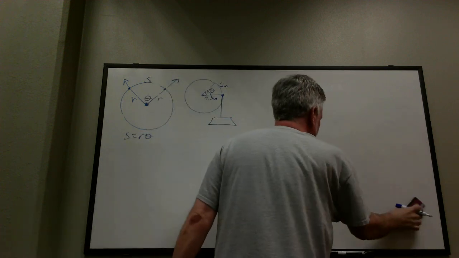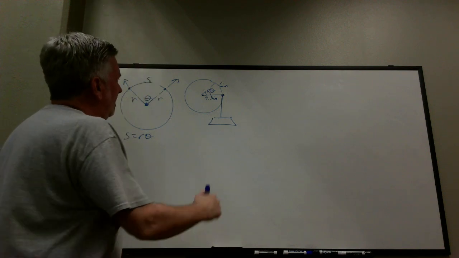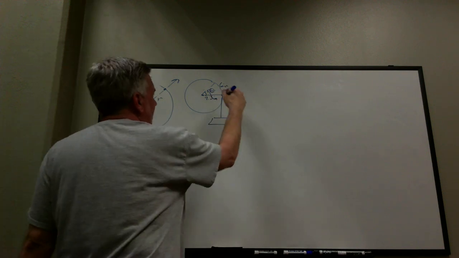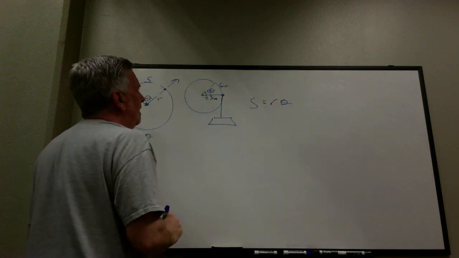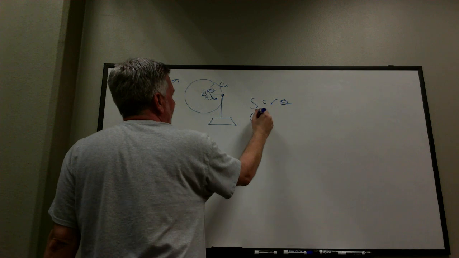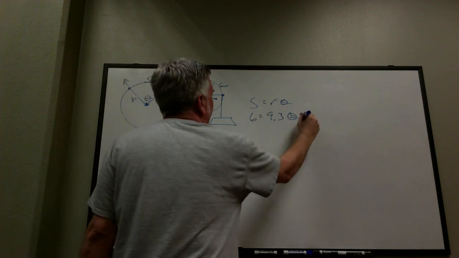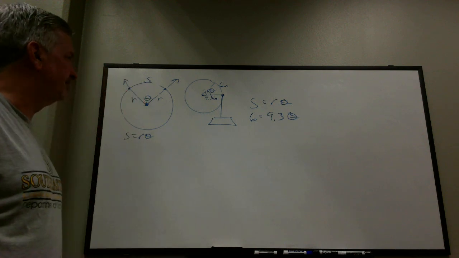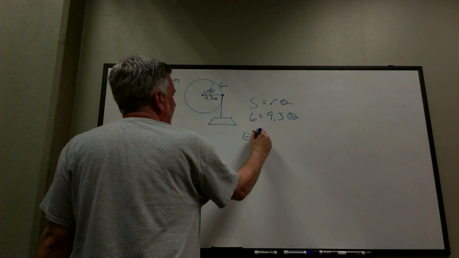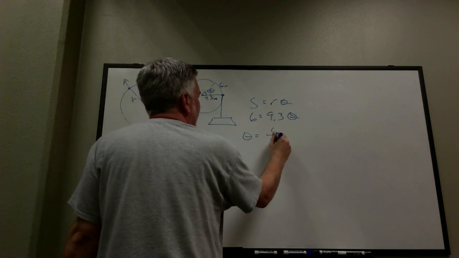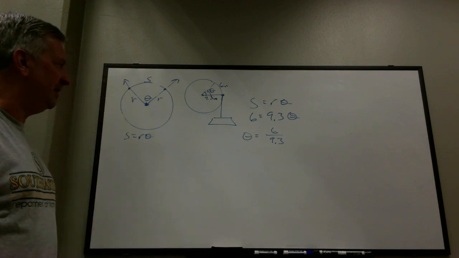Well, it's a different type. It's the same situation, but we're going in reverse. They gave us S and R. So S is R theta. S is the arc length, that's 6. R is the radius, which is 9.3. And theta is the angle that we don't know. Well, we can solve for theta here. That's easy, right? Theta, if you divide both sides by 9.3, theta is 6 over 9.3. Right? I'm not going to punch that in yet.